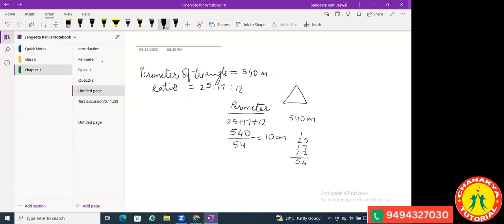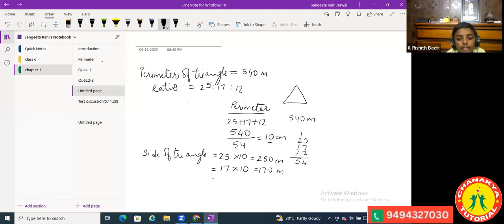Now, each side of the square, side is not square, side of triangle. Side of a triangle will be 25 into what we have got, 10 multiplied by 10. Okay, so 25 into 10 is 250 meters. Now another side, this was one side. Now another side will be 17 into 10, which is 170 meters.